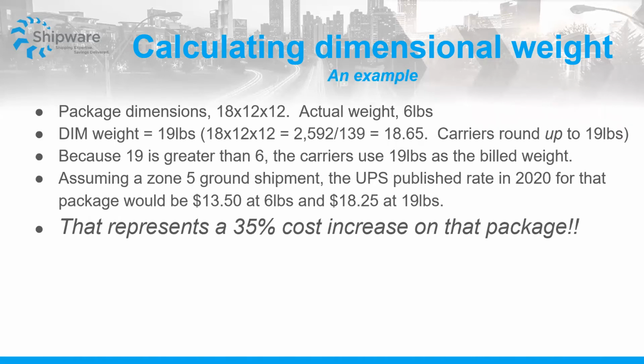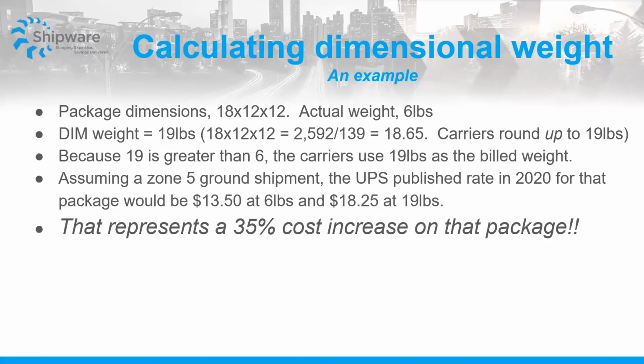So let's look at an example to see how this dimensional weight formula impacts shippers. Let's take a package that has dimensions of 18 inches by 12 by 12. Let's say this package actually weighs 6 pounds. If you put it on a scale, it weighs 6 pounds. The dimensional weight of that package is 19 pounds, and we get that by multiplying 18 by 12 by 12, and keep in mind those are inches, to get to a cubic inch number of 2,592. So that's 2,592 cubic inches.